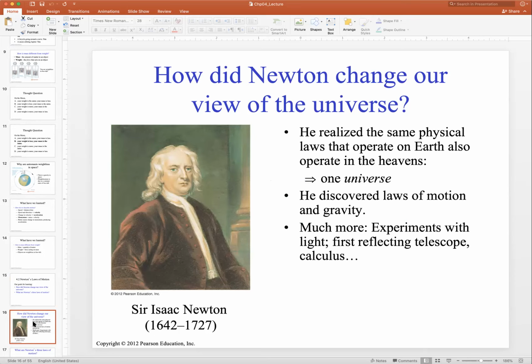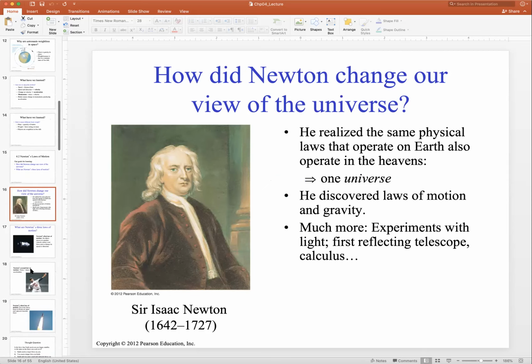So he realized the same physics that operates in the everyday life on Earth is also true for the universe. It's also true for planets. The physics that governs the daily motions that we have on Earth is also governing the motions of the planets. So that's what he was thinking, and that turned out to be exactly the truth.